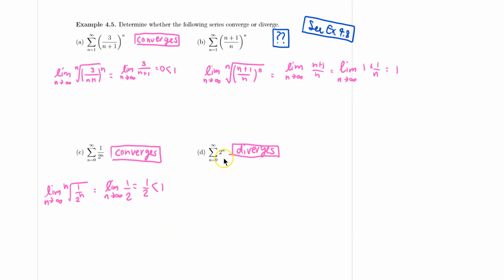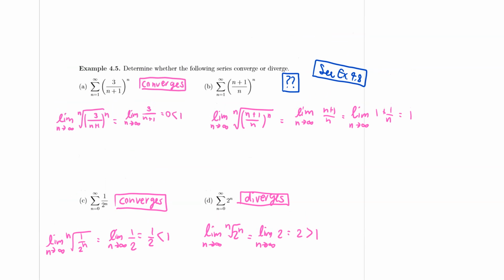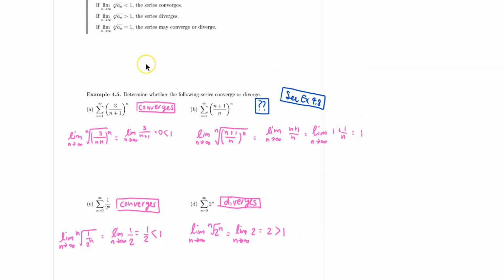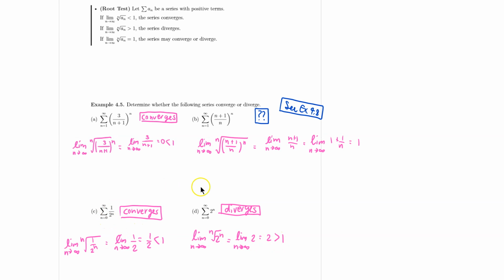And for the last one, if I compute the nth root of this guy, once again, it's going to be the limit of the nth root of 2 to the n. Then I'm going to get the limit of just 2, which is just 2, which is bigger than 1. So I can tell that this guy is going to diverge because the limit of my nth root is bigger than 1. So basically, we can use the root test on the geometric series as well.